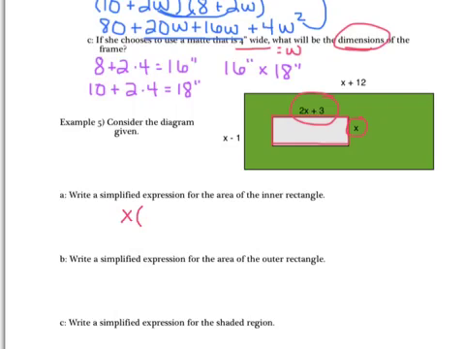I'm going to do x times 2x plus 3. Remember, multiplying for area. Distribute that x. X times 2x is 2x squared. And x times 3 is 3x. So that's my inner rectangle, is 2x squared plus 3x.